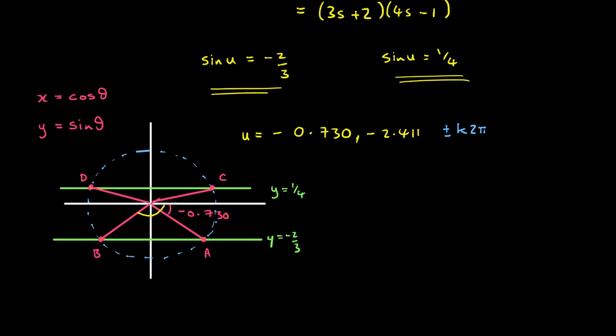And the angle that takes us to C, we can just find by doing sine inverse of a quarter. And so if we do sine inverse of a quarter, I think what we'll get is 0.253. So we also get u could be equal to 0.253.